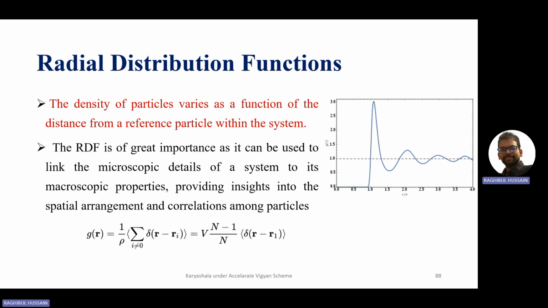What is RDF? Radial distribution function. It's not taught, right? Okay, so RDF basically gives the three-dimensional orientation of a system.